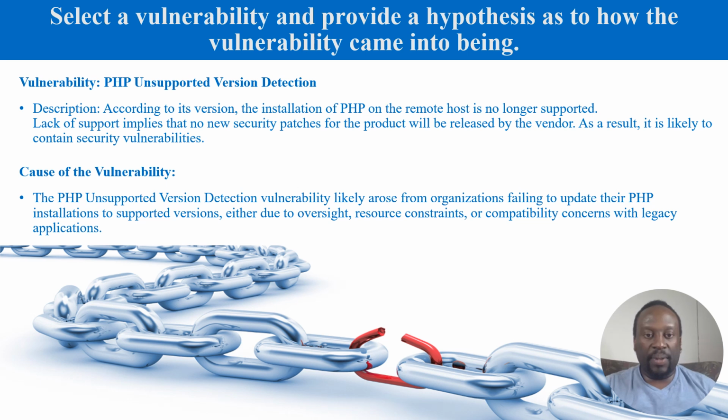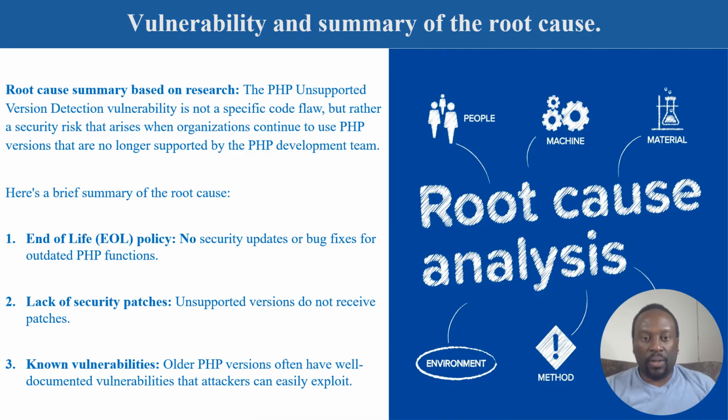Let's consider the PHP unsupported version. This detection vulnerability likely arose from the organization failing to update their PHP installations to supported versions, either due to oversight, resource constraints, negligence, or compatibility concerns with legacy applications. This vulnerability is not a specific code flaw, but rather a security risk that arises when organizations continue to use versions that are no longer supported by the development teams.